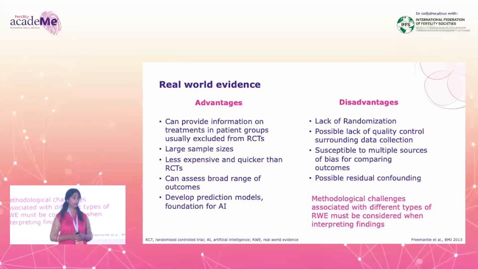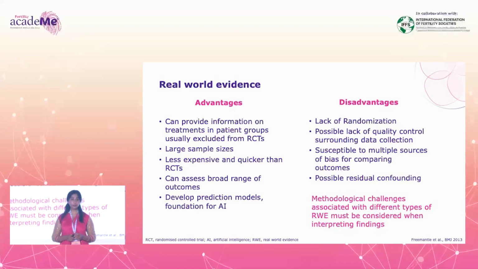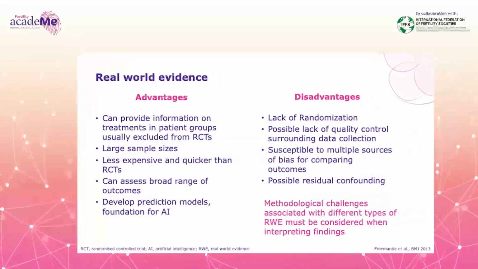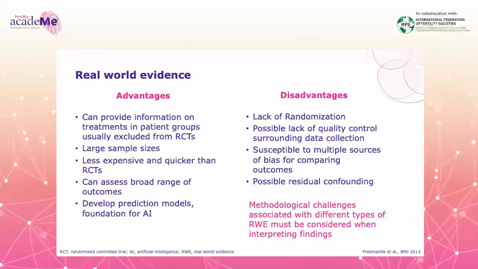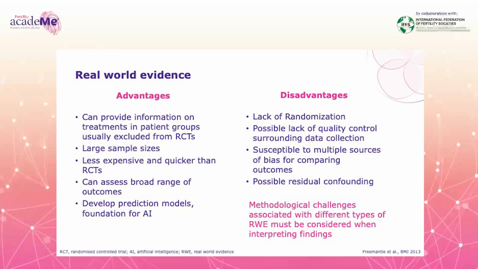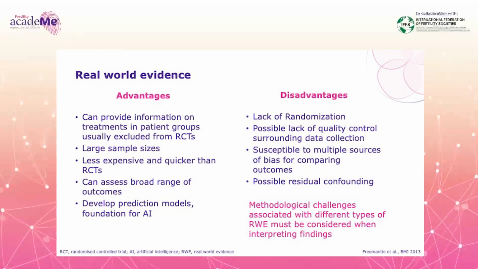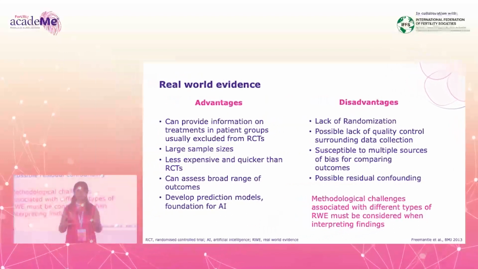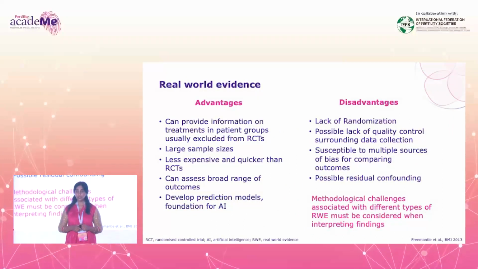The disadvantages are, there are certainly limitations: lack of randomization, so that introduces bias, and possible lack of quality control surrounding data collection, because the data is already available, so what you can do with the data is as good as what the data is or how we input the data. So there might be missing data, there might be incorrect data, so all these have to be factored in.